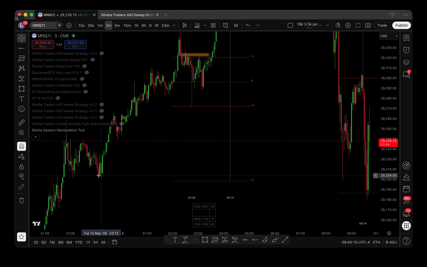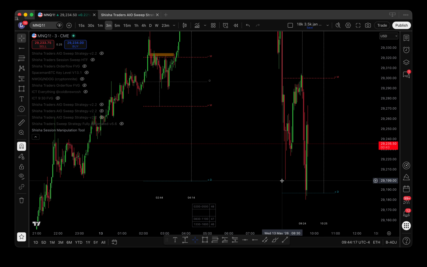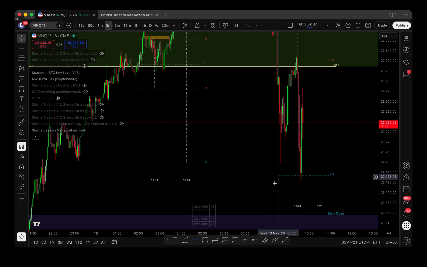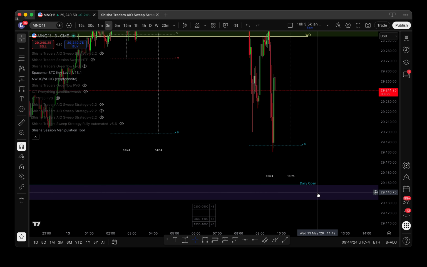This is not a key level. There's no key level here. There's no FVG. There's no NWOG or NDOG. There's no Spaceman key levels right here. We got daily open and NDOG right here. But we bounced. Oh my god, this is incredible.